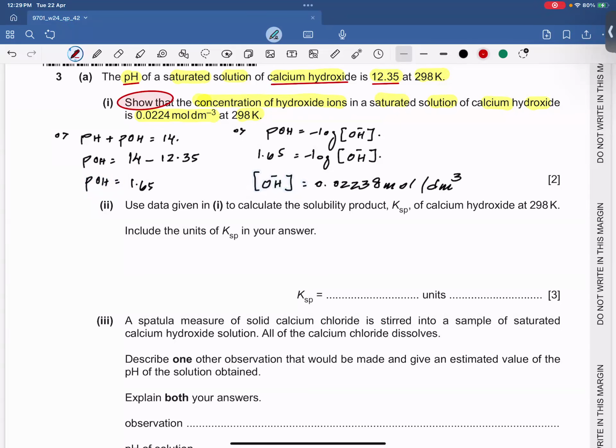So if we round it off, we have the value 0.0224 mole per dm cube. Hence proved.